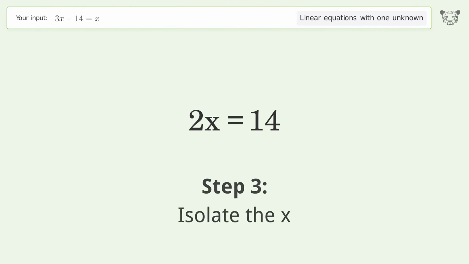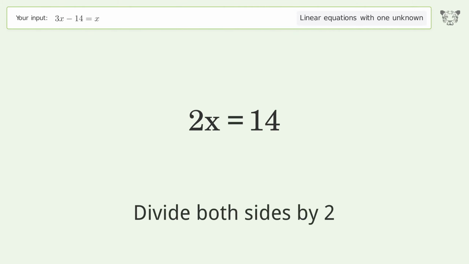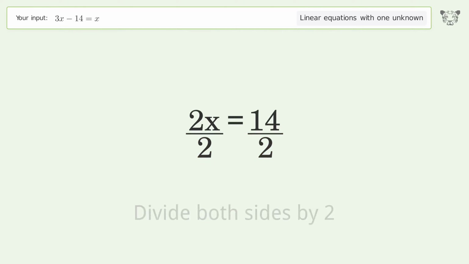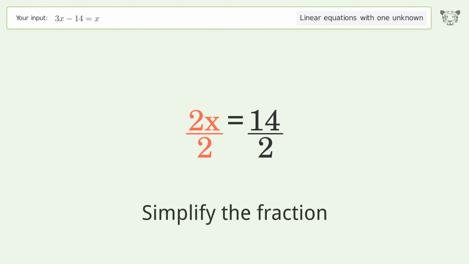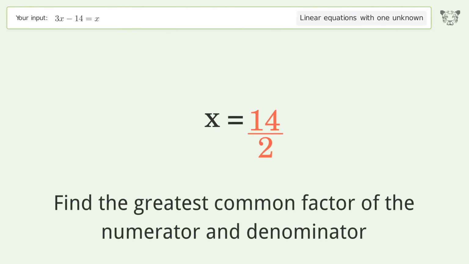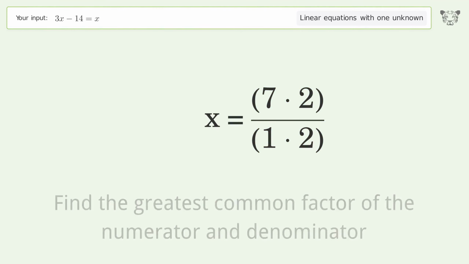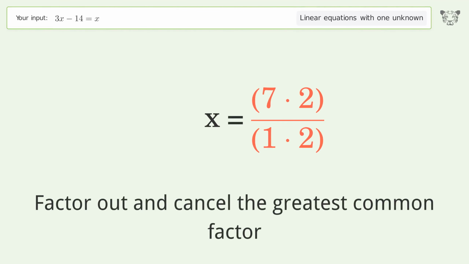Isolate the x. Divide both sides by 2. Simplify the fraction. Find the greatest common factor of the numerator and denominator. Factor out and cancel the greatest common factor.